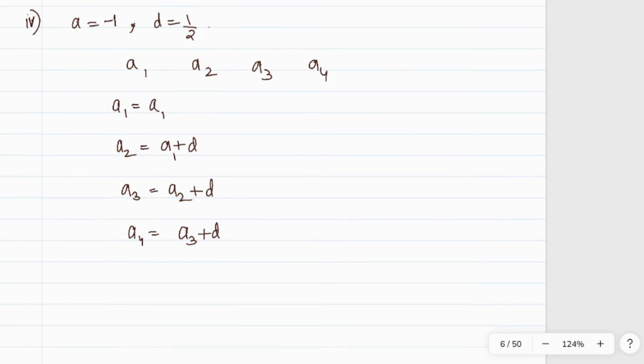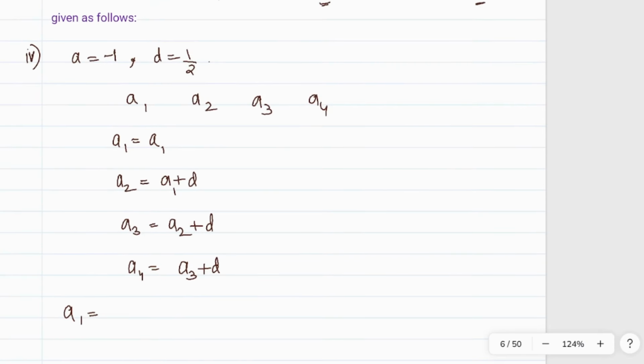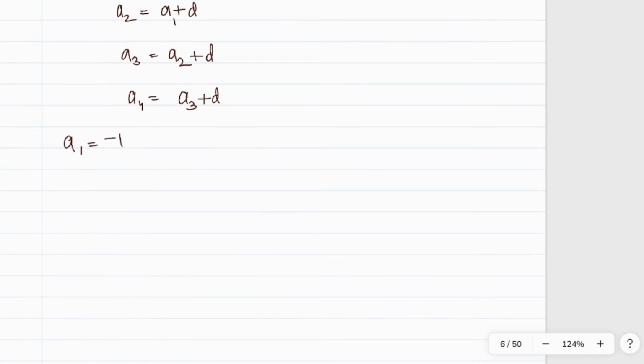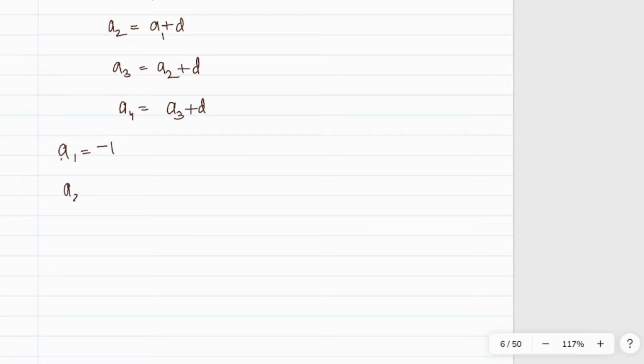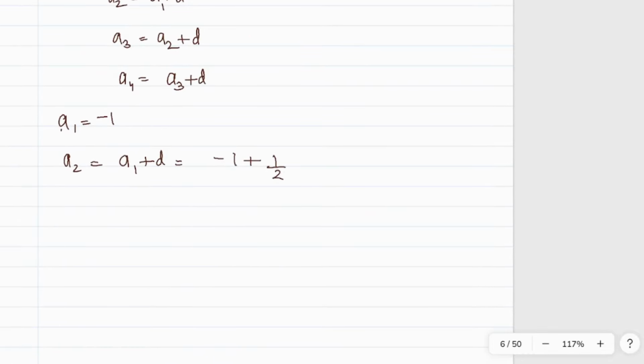Clear? So, what is our A here? A1 equals minus 1. If I want to find A2, A2 means A1 plus D, which is equal to minus 1 plus 1 by 2. After taking the LCM, we get minus 2 plus 1 divided by 2, which is equal to minus 1 by 2.